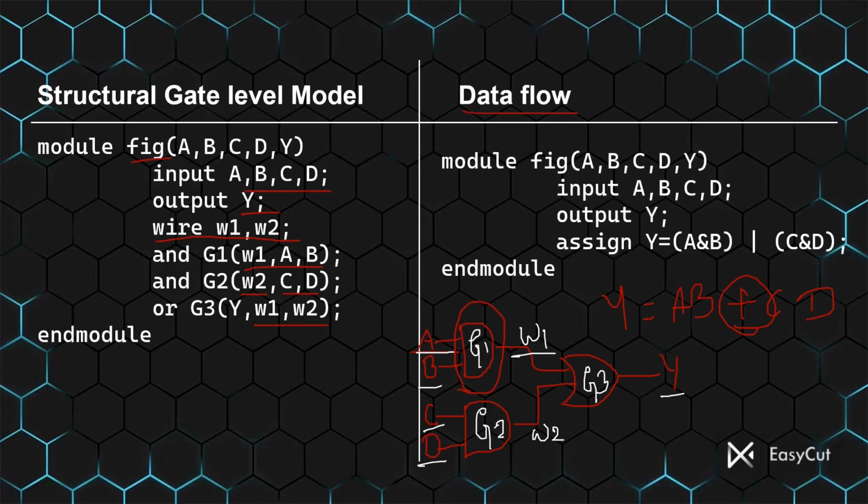Next is data flow. As before, the inputs are A, B, C, D and the output is Y. Here we'll be using the symbols rather than gates. Here A and B, so write the AND symbol in between A and B. And C and D. What is there in between A, B and C, D? It is the OR gate, so write the OR symbol. Then end module. This is the easiest program. Data flow is the easiest programming method compared to the structural gate level and behavioral models.